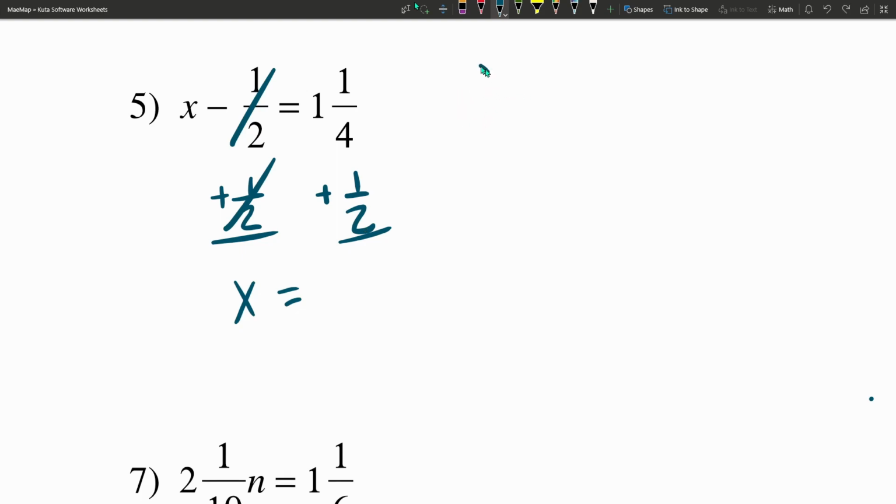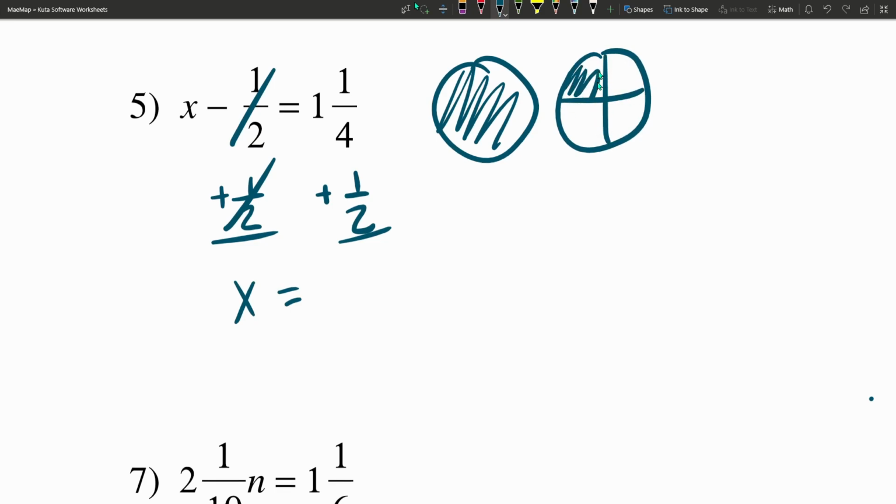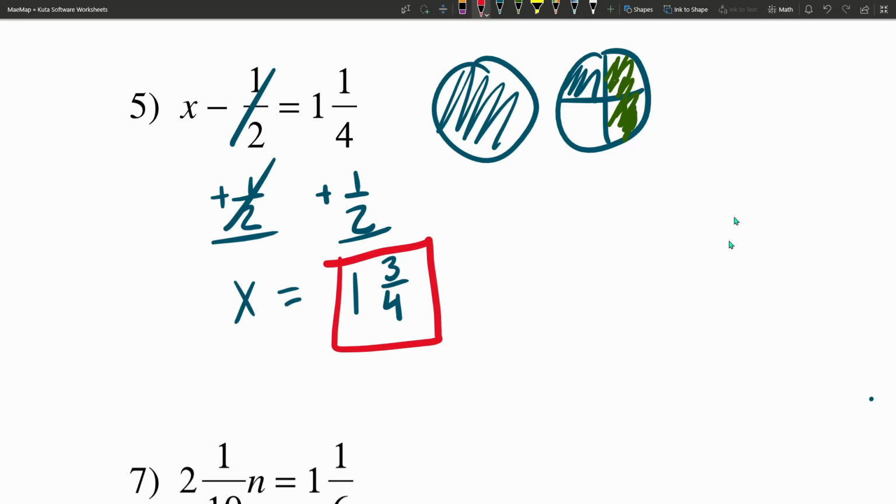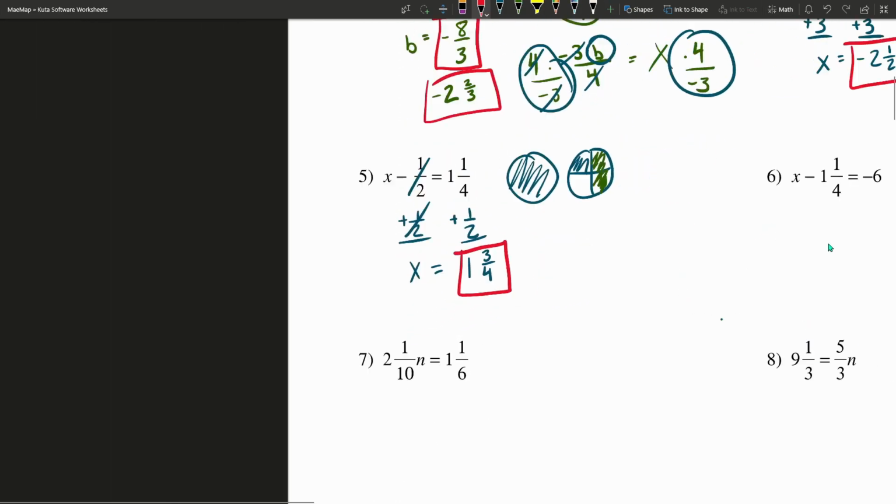This is pretty easy to visualize. If I have 1 whole and 1/4, and then I add 1/2 to that, I have 1 3/4. So the solution for this is 1 3/4. If you need to convert everything to that same fraction, do that, and then take that improper fraction and change it back to a mixed number. But sometimes if you can just do it in your head and visualize it, it speeds up the process. Let's move on to number 6.